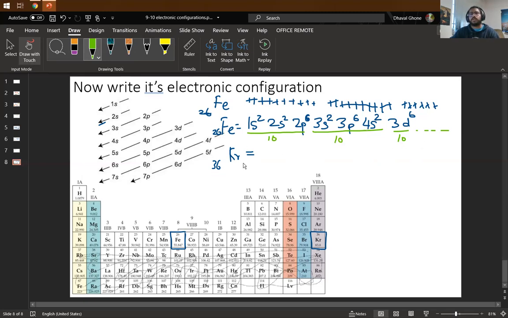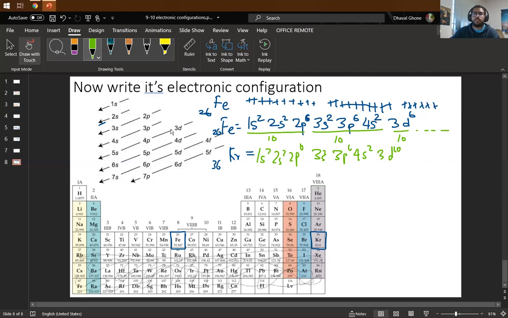So I have to build 36, right? I'm gonna straight away copy this down. 1s2, 2s2, 2p6. So I already have 10 done, right? I have 26 left. I'm gonna do 3s2, 3p6, 4s2. I have 10 more out of the way, so I have 16 left. 3d10. 10 more gone. I have 6 left. Let me see what comes after 3d.